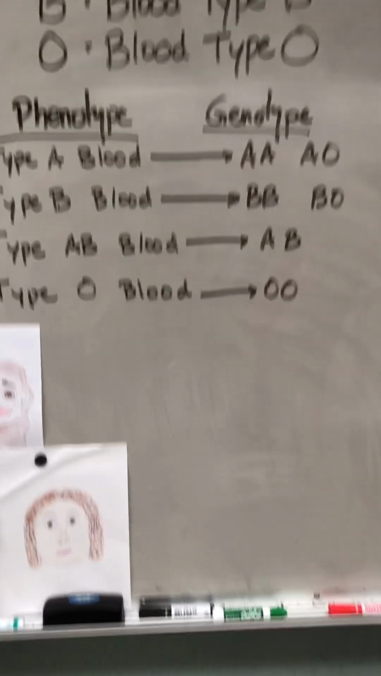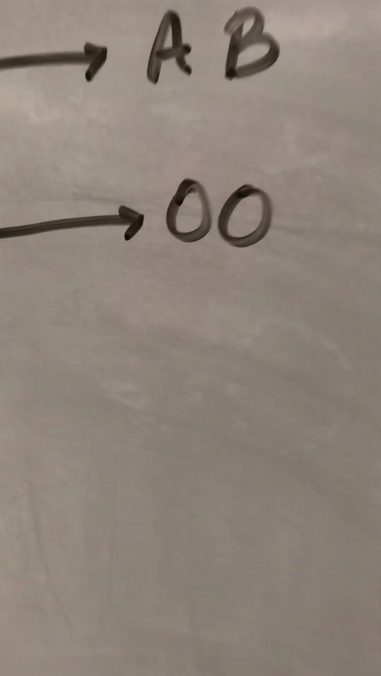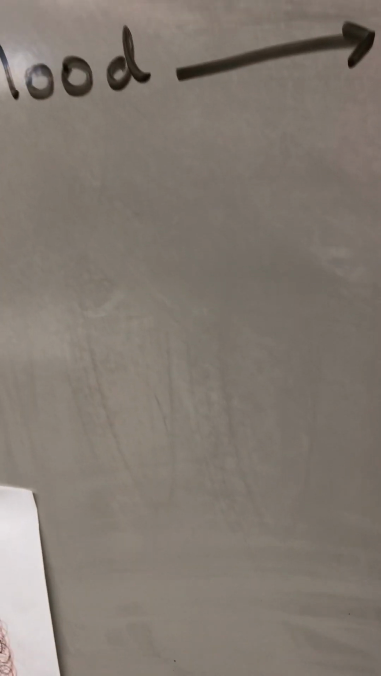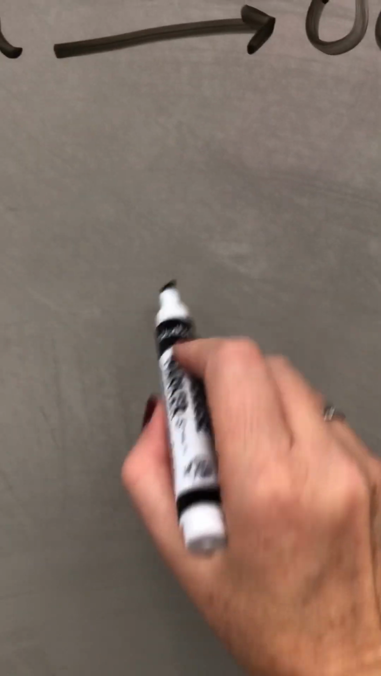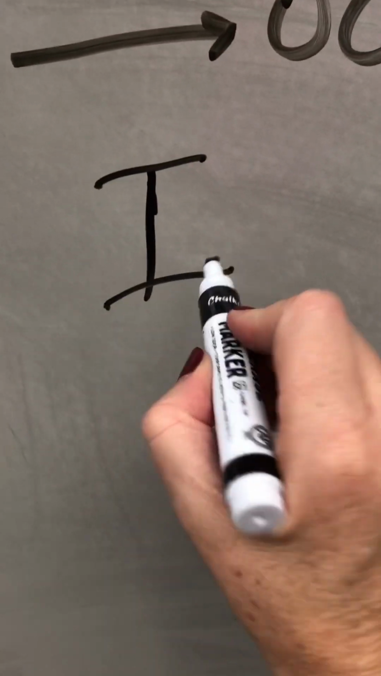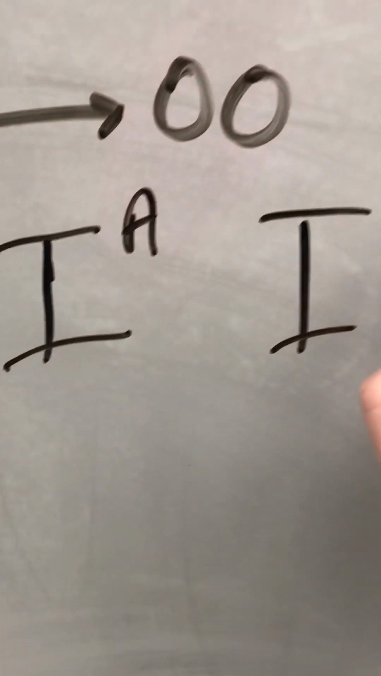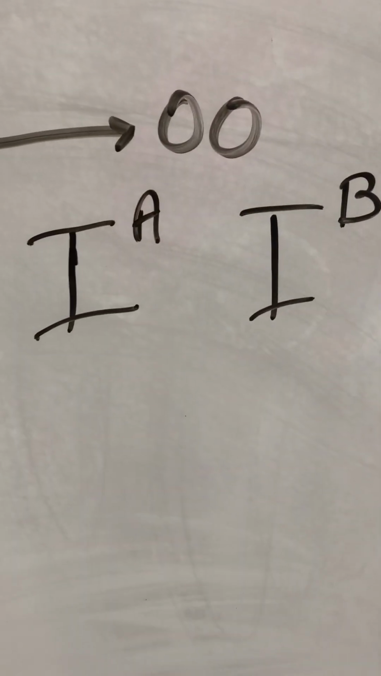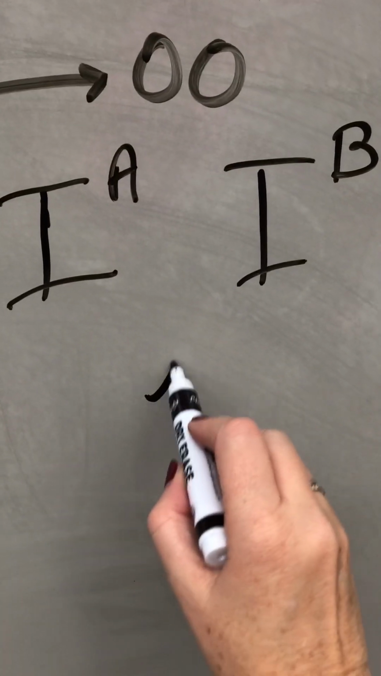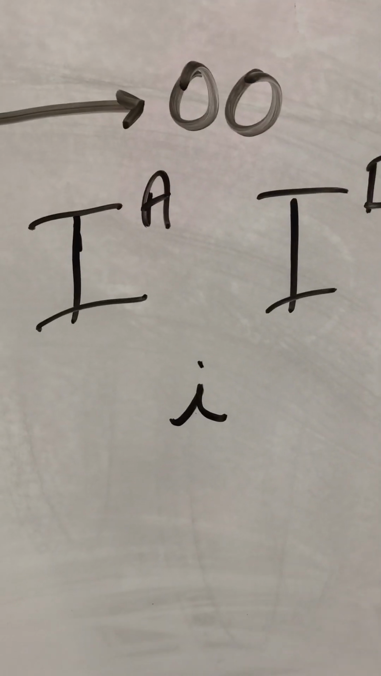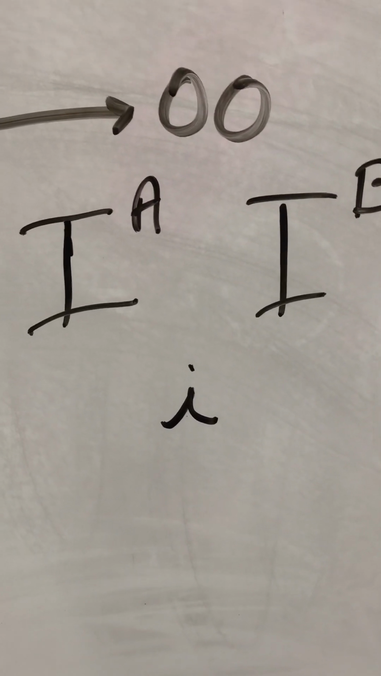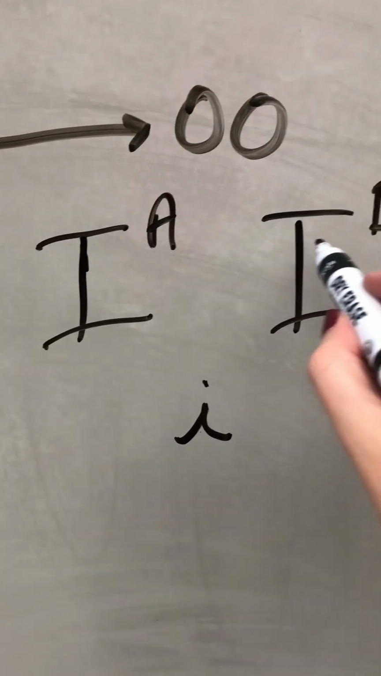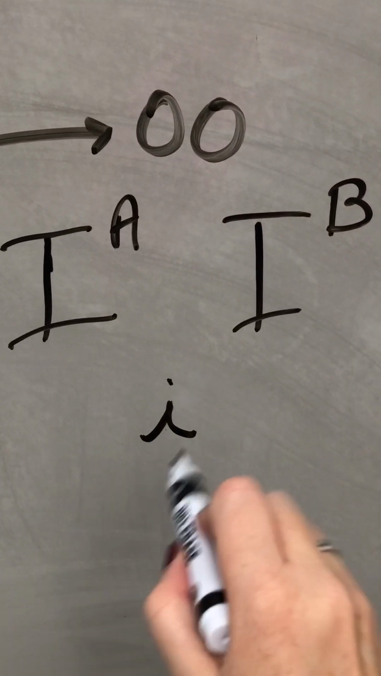So you're going to see some different medical terminology on your worksheet, and you don't have to use the medical way, but you will see a big I with an A, or a big I with a B, for A and B alleles. But if we're trying to say O, the medical way is to use a little lowercase i. So dominant traits could be B's and A's, and recessive traits would be O.